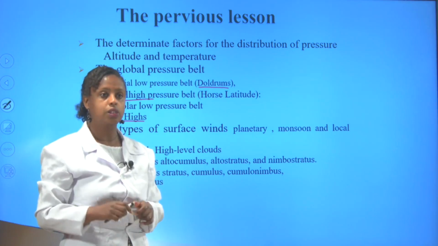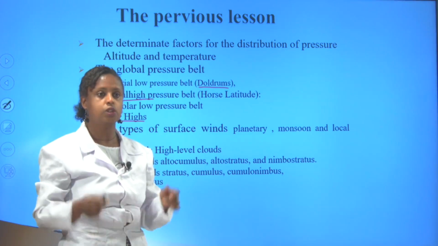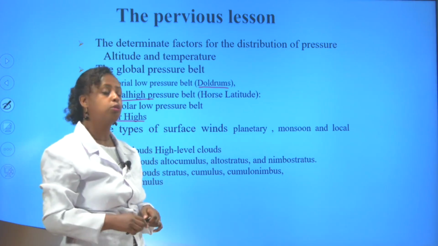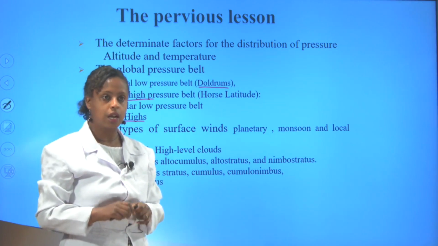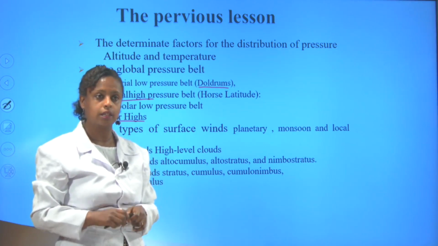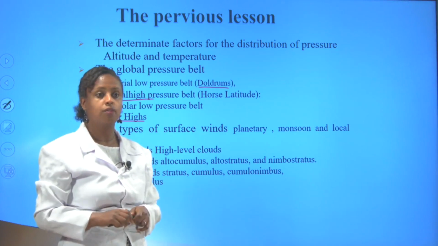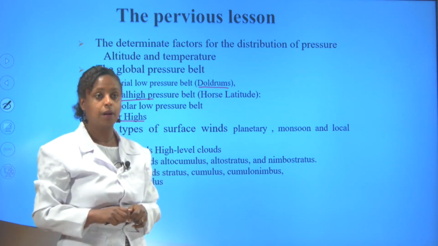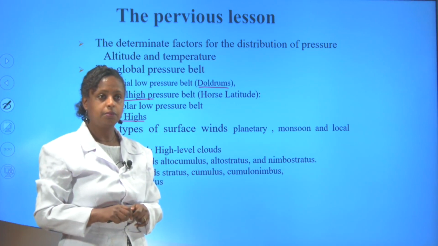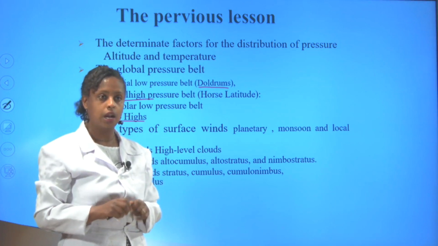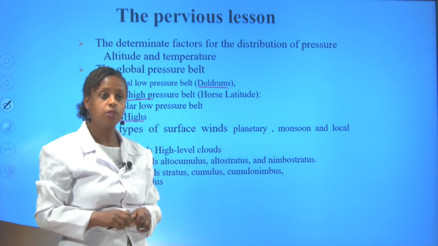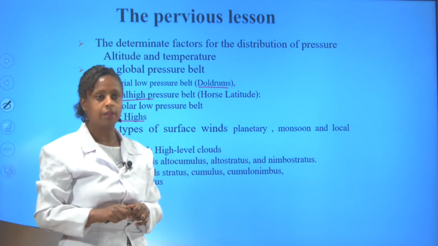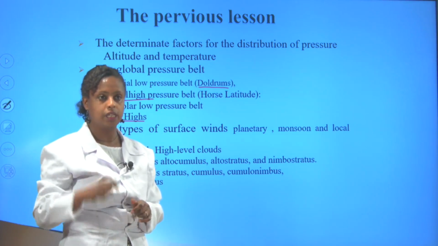High level clouds are cirrocumulus, cirrus, and cirrostratus, which are found up to 13 kilometers. The middle level clouds are altocumulus, altostratus, and nimbocumulus, which are found up to 7 kilometers above sea level. The low level clouds are stratus, cumulus, and cumulonimbus, which are found up to 2000 meters or 2 kilometers. This is all about the previous lesson.